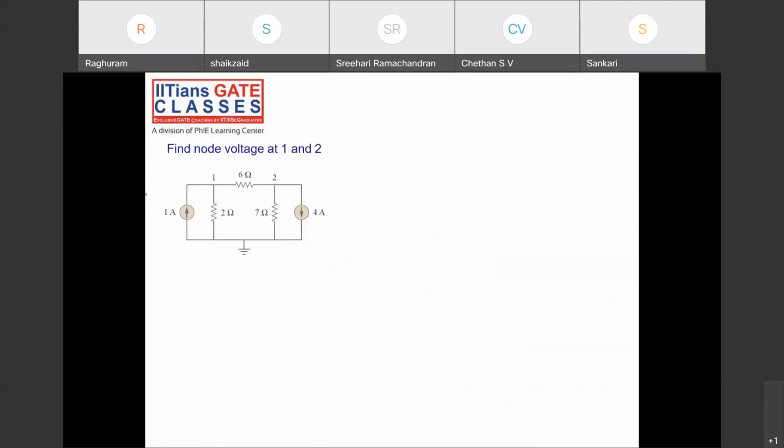Now find the voltages at nodes V1 and V2. Let's do 2 or 3 problems. Shall we continue? It's 10:30. If you want, we will do 2 or 3 small, direct problems, and we can stop. Otherwise, if you want, I can stop. Do you want to do it?